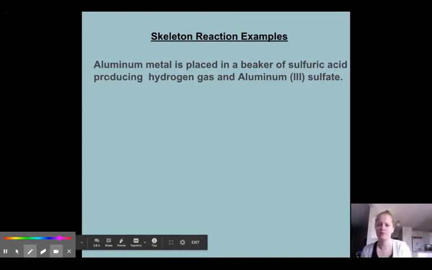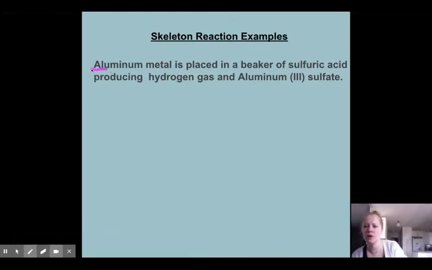Okay, so we have aluminum metal. Right off the bat, this actually tells us that metal means it is a solid. It's placed in a beaker of sulfuric acid, so that means it's mixed with sulfuric acid, and it produces, so that tells us it's our arrow, hydrogen gas and aluminum sulfate. So to break that down, I have aluminum. Ooh, that's a nice A.